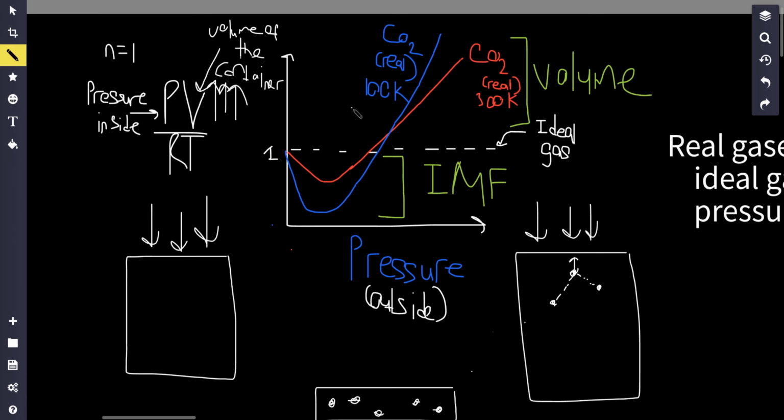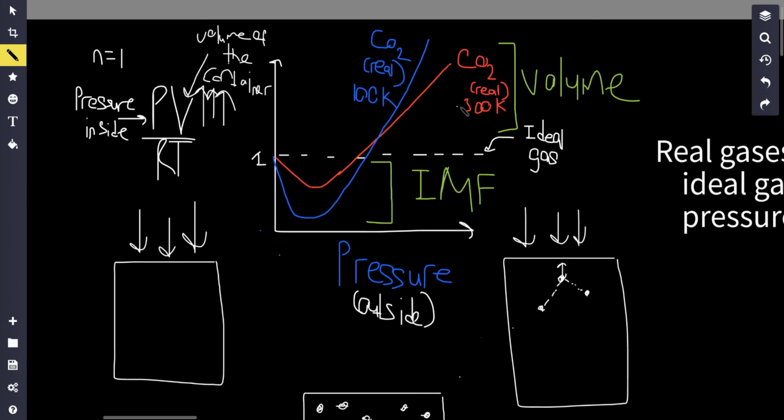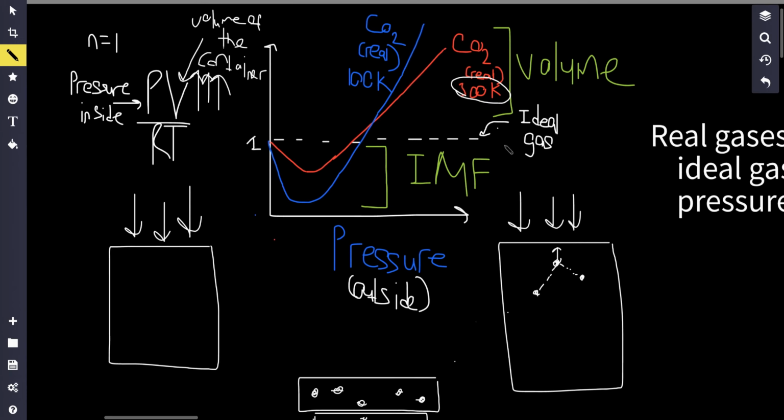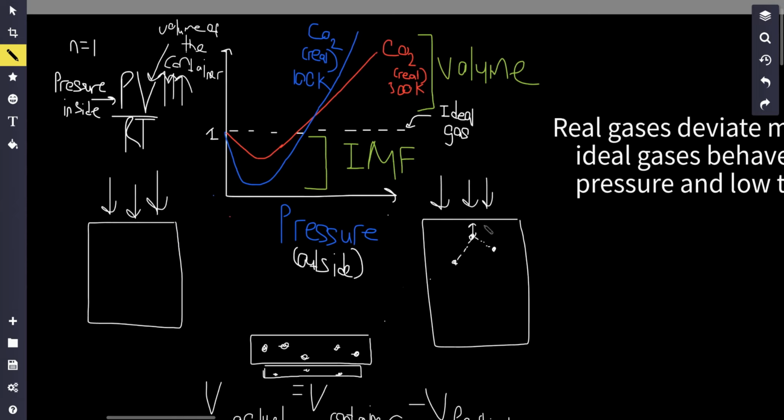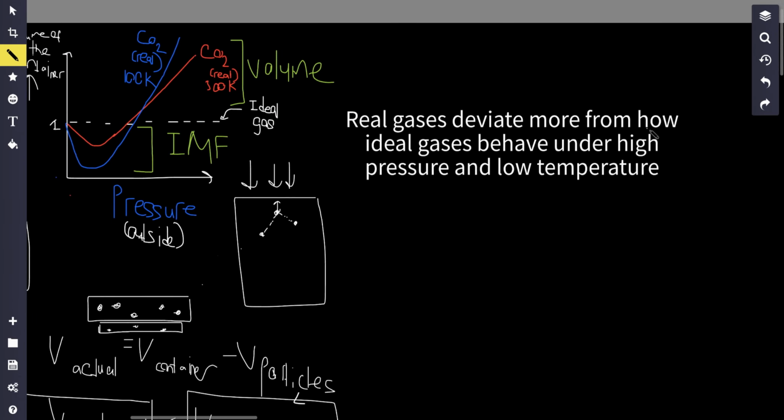Now notice how we have two different temperatures right over here. I have CO2. Both of these represent the PV over RT ratio for CO2. However, one is a sample of CO2 that is colder, and one is a sample of CO2 that is hotter. And what I just want you to notice is that the colder sample of CO2 has a lower dip. And this makes sense because remember that real gases deviate more from how ideal gases behave under high pressure and low temperature.